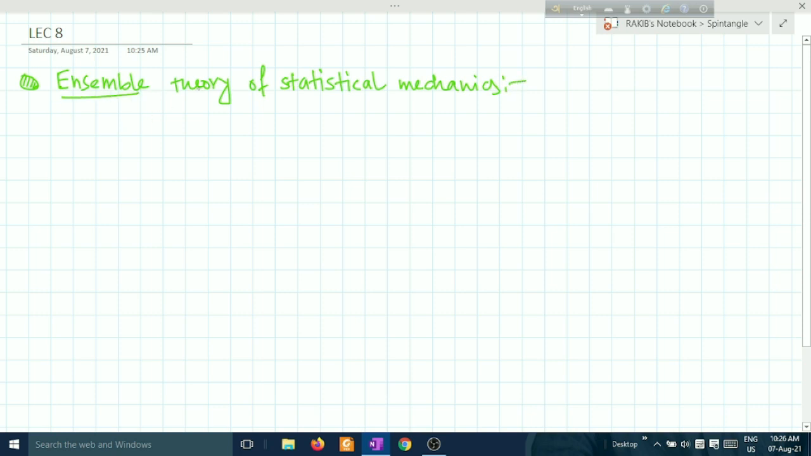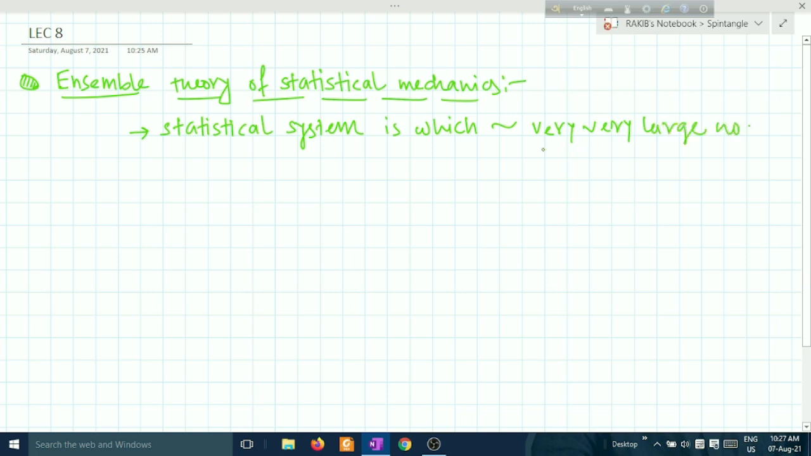Please let me write it first. Ensemble theory, we know a statistical system is one that has a very large number of constituents. I'm writing this clearly: a very large number of constituents. It means a system having a large number of molecules, atoms, or particles, whatever it is, will be treated by statistical mechanics. So to treat it by statistical mechanics, we need to know what ensemble theory is.